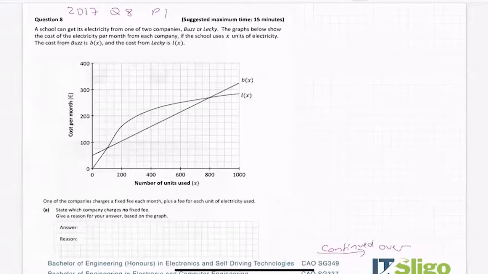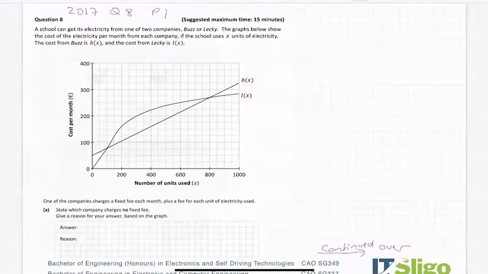Okay, so the 2017 question 8 on functions, Junior Cert higher level. A school can get its electricity from one of two companies, Buzz or Lecky. The graphs below show the cost of the electricity per month from each company. If the school uses x units of electricity, the cost from Buzz is B of x, and the cost from Lecky is L of x.